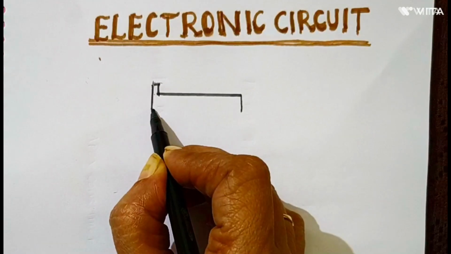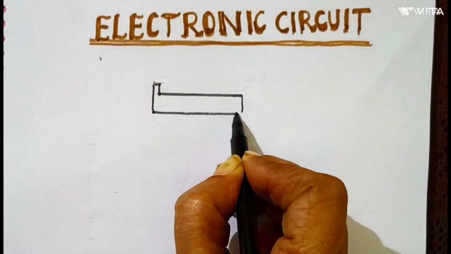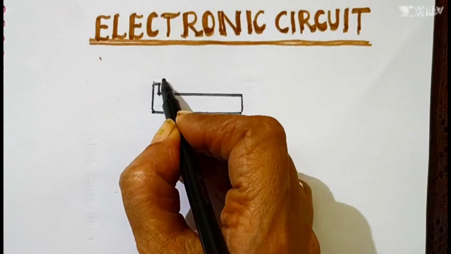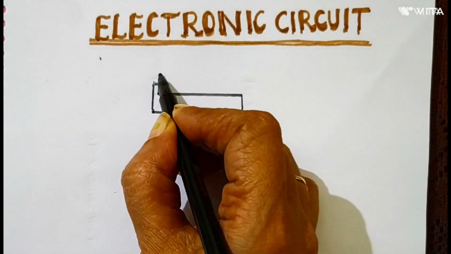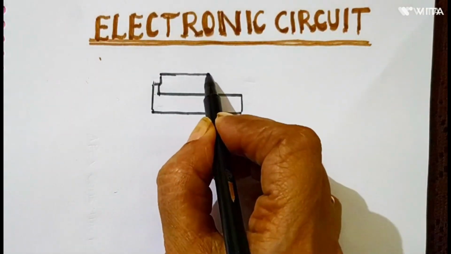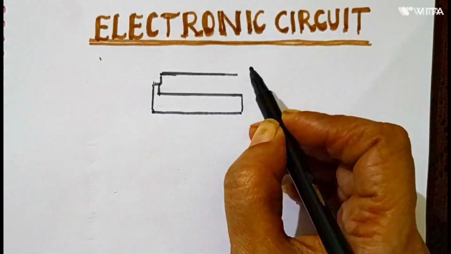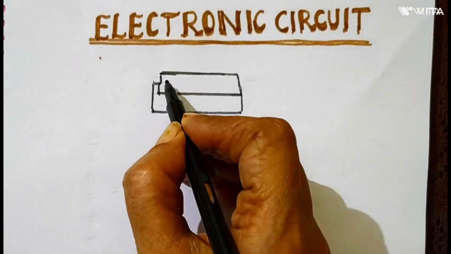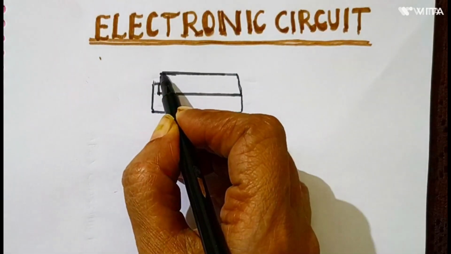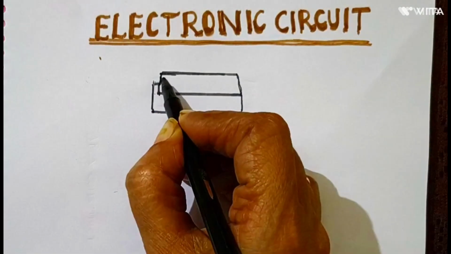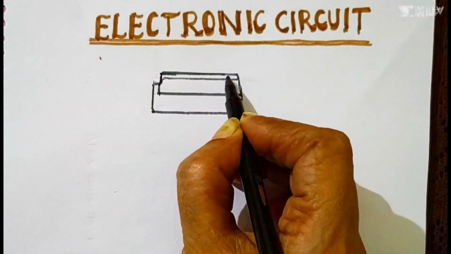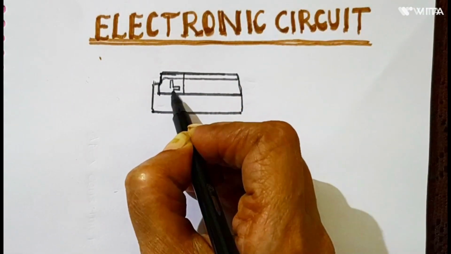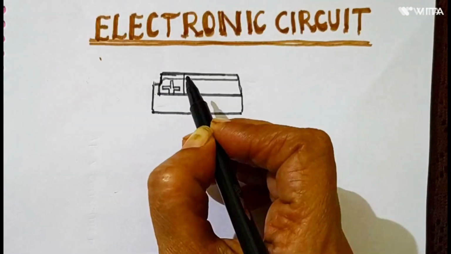First, let us look at the battery. The battery is the source of electrical energy in this circuit. It provides the power needed for the circuit to work. A battery has two terminals. One is the positive terminal and the other is the negative terminal. Electric current starts flowing from the battery and moves through the circuit.